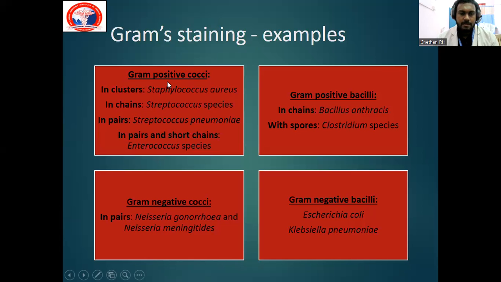Typical examples of gram positive organisms: among gram positive cocci, we have Staphylococcus aureus, which is present in clusters, and Streptococcus, which is present in chains. If they are in pairs, you should suspect Streptococcus pneumoniae. Among the gram positive bacilli, we have Bacillus anthracis and Clostridium species. Among the gram negative cocci, we have Neisseria gonorrhoeae and Neisseria meningitidis, and gram negative bacilli include E. coli and Klebsiella pneumoniae.